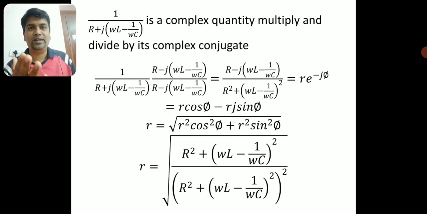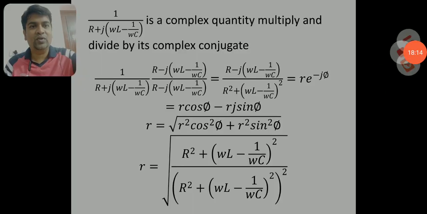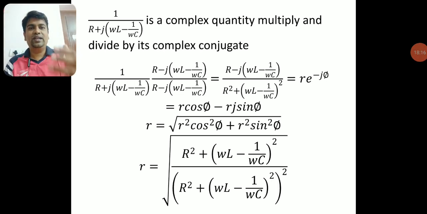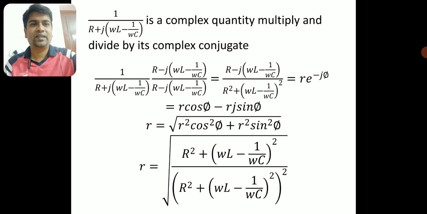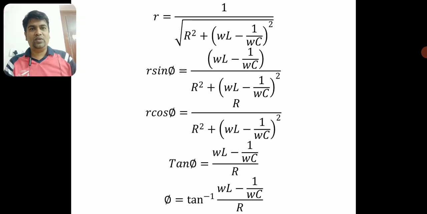If I add the numerators, it is r square plus omega L minus 1 by omega C whole square within the root. Now one r square plus omega L minus 1 by omega C will cancel with the one r square plus omega L minus 1 by omega C in the denominator. Now I got a very simplified equation for r. r equals 1 by root of r square plus 1 by omega L minus 1 by omega C whole square. So I have written the equation for r. Half of the job is done.